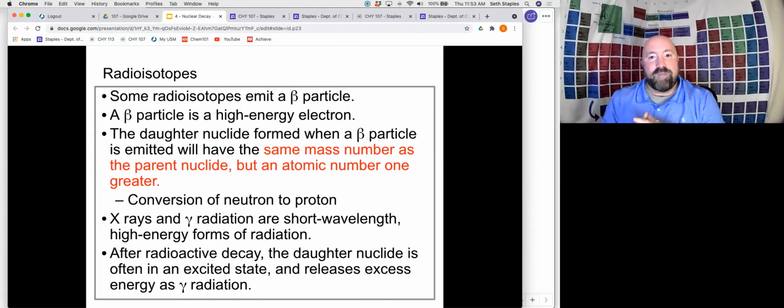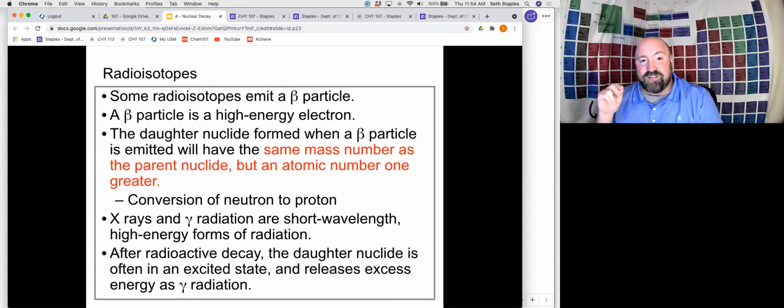Another fairly common type of radioactivity is called beta emission. A beta particle is almost like a very high energy electron. What happens when beta emission occurs is that a neutron is actually converted over to a proton as well, for some reasons that go well beyond what we're going to talk about in this class. But just know that that is the net effect.